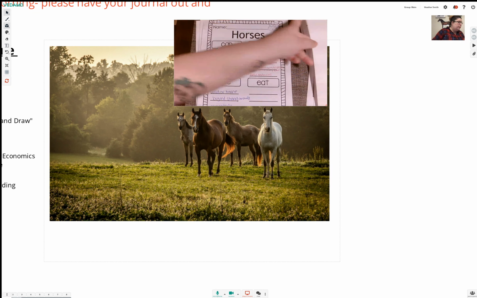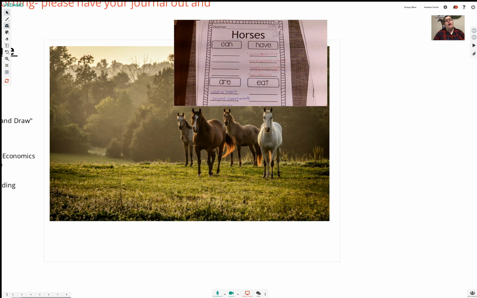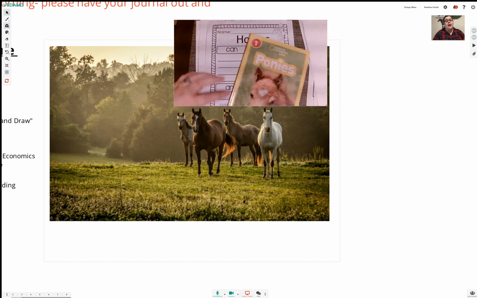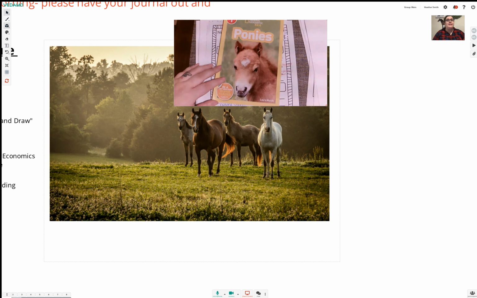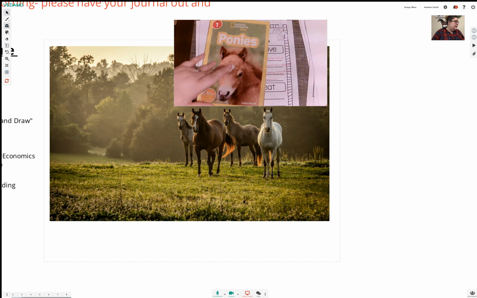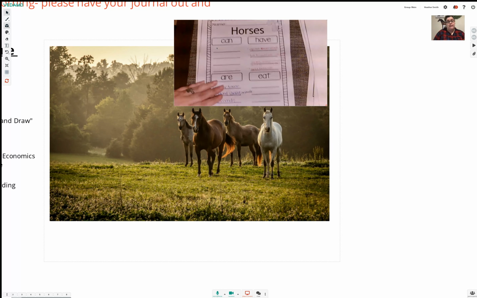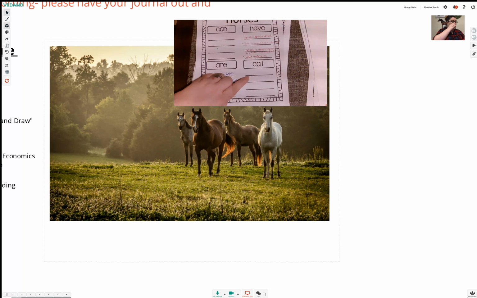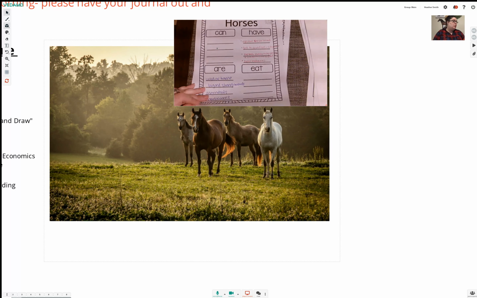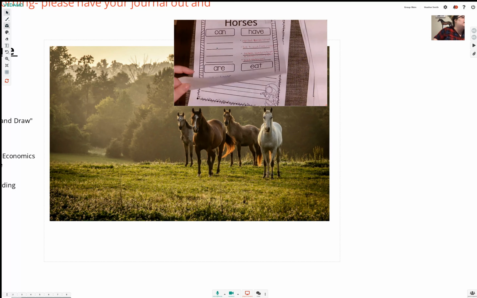For literacy, we are reading both books again. We're reading our nonfiction text, Ponies, and then our fiction text, Fritz and the Beautiful Horses, and then answering the questions, what do horses eat? And then later in the afternoon, we're going to fill that into our book.